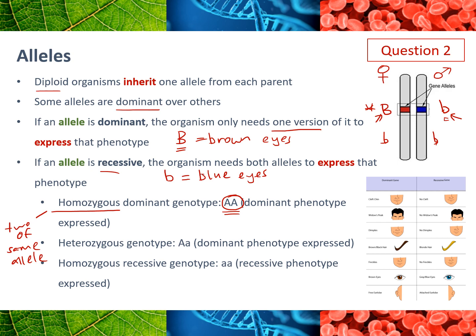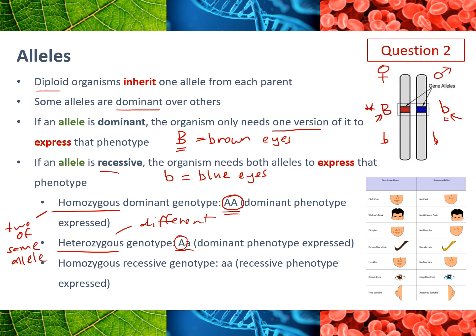A person could obviously get one dominant allele from one parent and a recessive allele from the other parent. So they would have a big A and a little a. We call this heterozygous. Okay, hetero means different. So that is when they have two different alleles. Okay, in this example, once again, that person will show that trait because they have at least one copy of the dominant allele.